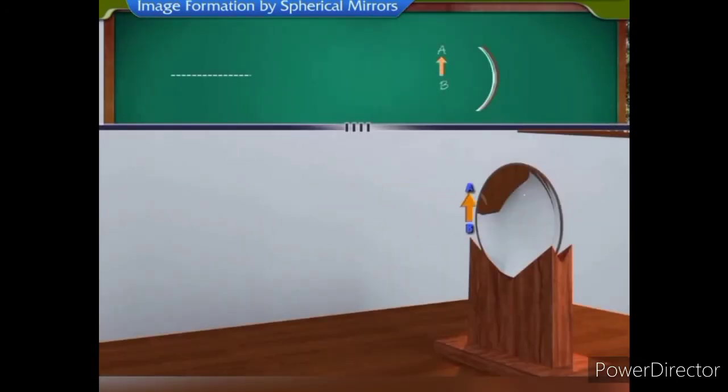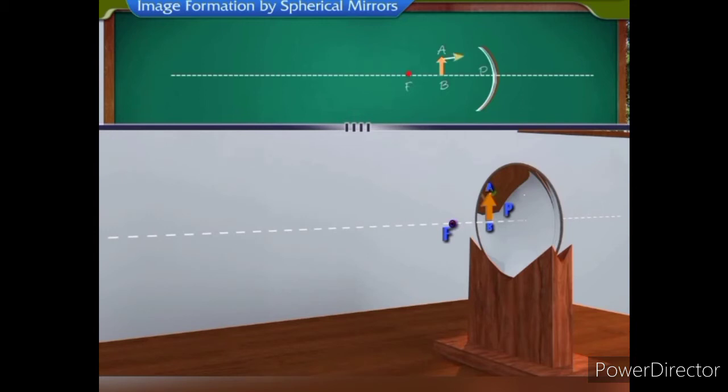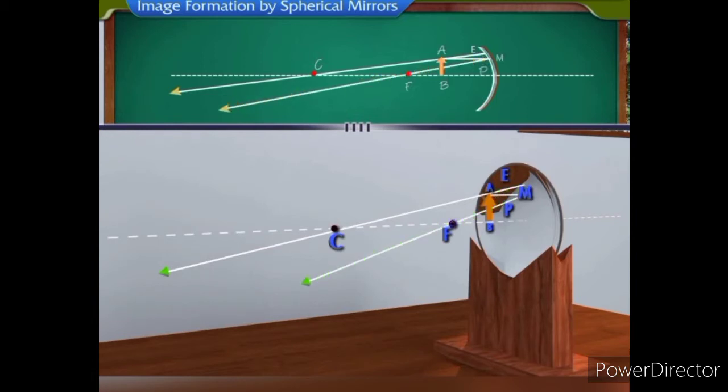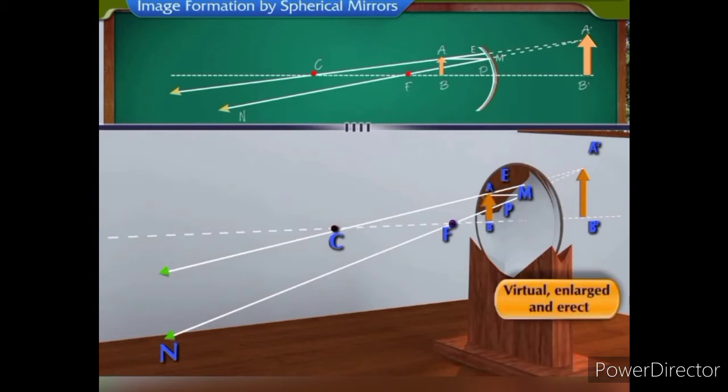Let the object be placed between the pole P and focus F of the mirror. The ray AE after reflection passes through the center of curvature C. Another ray, say AM, gets reflected along MN. The two reflected rays EC and MN appear to come from point A'. Thus, the image A'B' of the object is formed. The image is behind the mirror, virtual, enlarged, and erect.